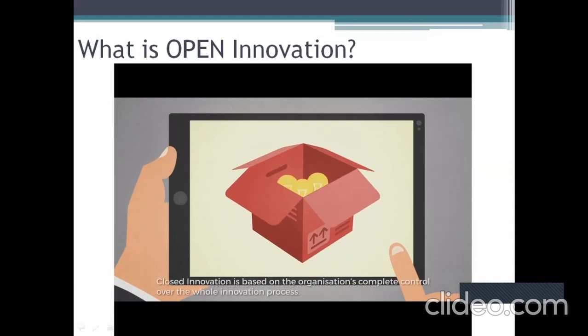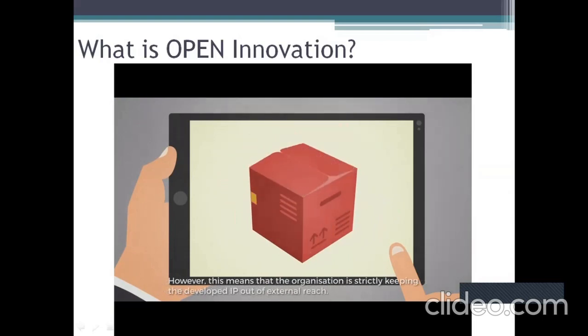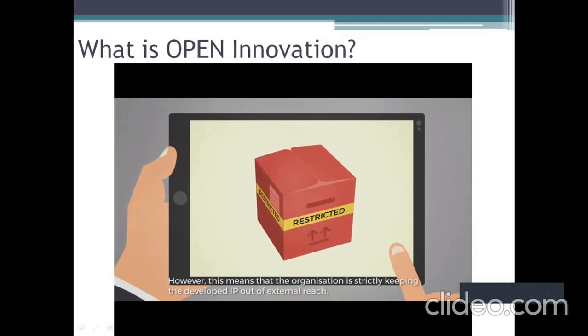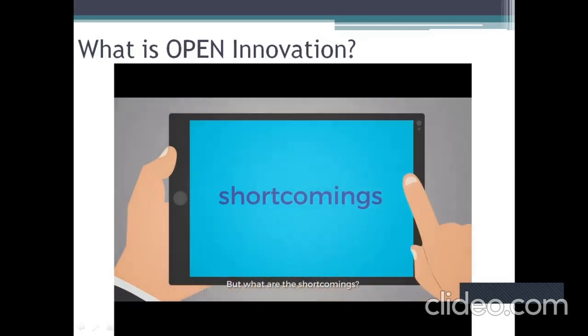Closed innovation is based on the organization's complete control over the whole innovation process. However, this means that the organization is strictly keeping the developed IP out of external reach. But what are the shortcomings?